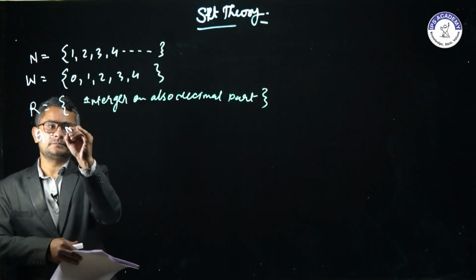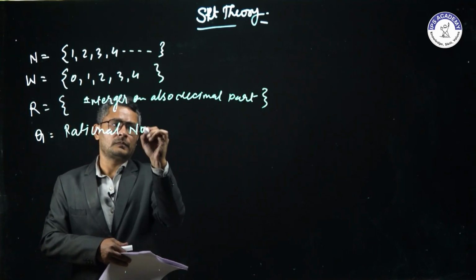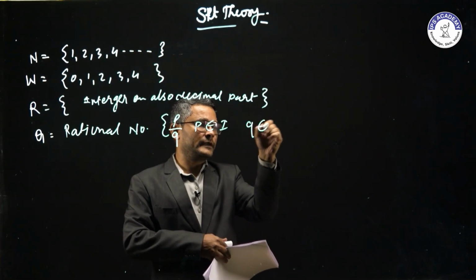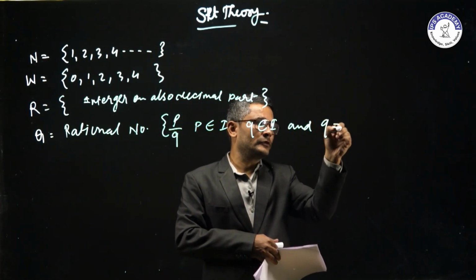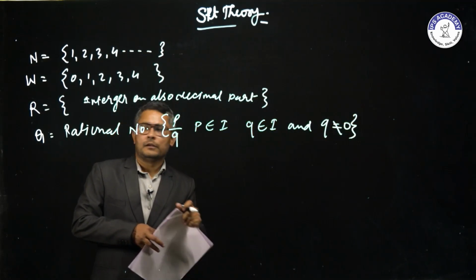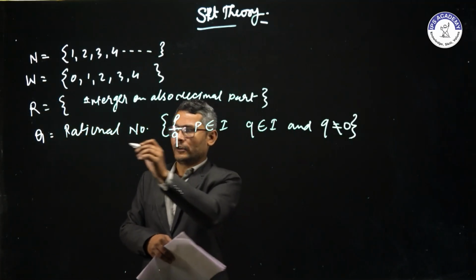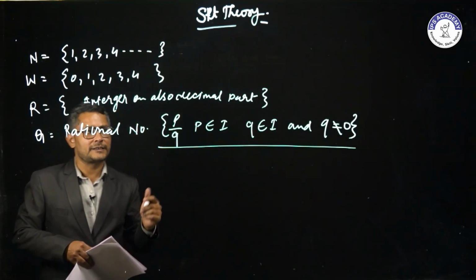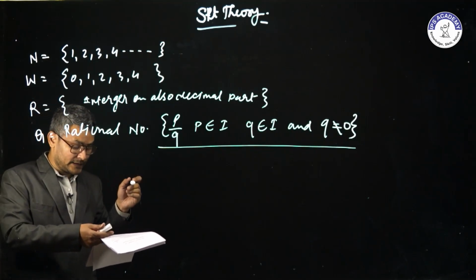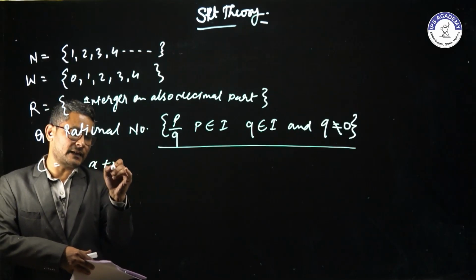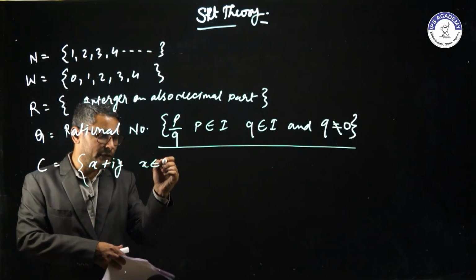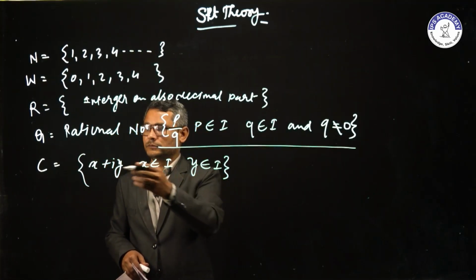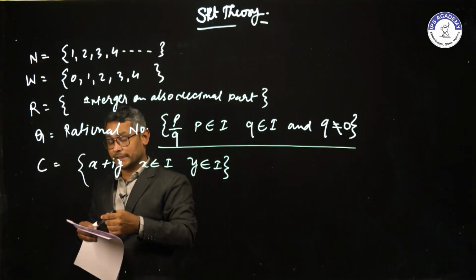Q is the set of rational numbers, like p by q, where p is an element of I and q is also an element of I, but q is not equal to 0, because if q is 0 then it is not possible in mathematics. This is called a set builder form, because you cannot find the last value of the rational numbers. Now another one is the complex numbers, represented by C, x plus iy. This is the set of complex numbers, where x is an element of I and y is an element of I. So this is the general terminology we are using in sets.